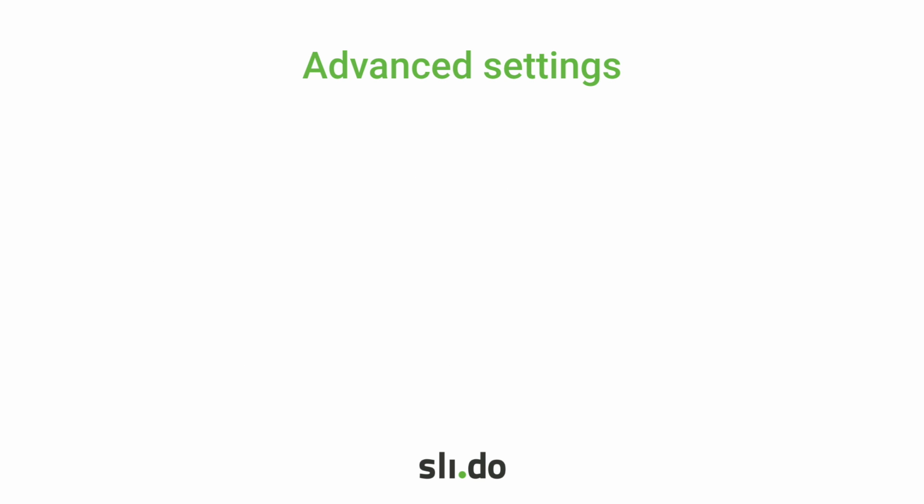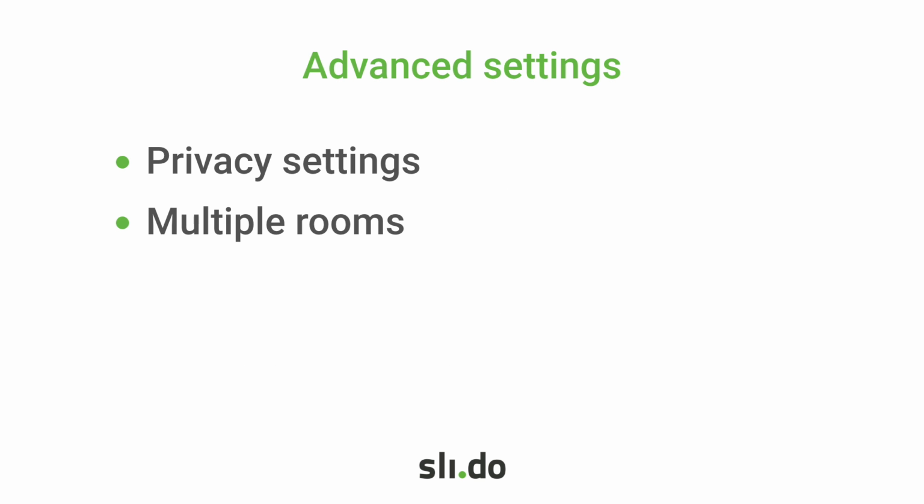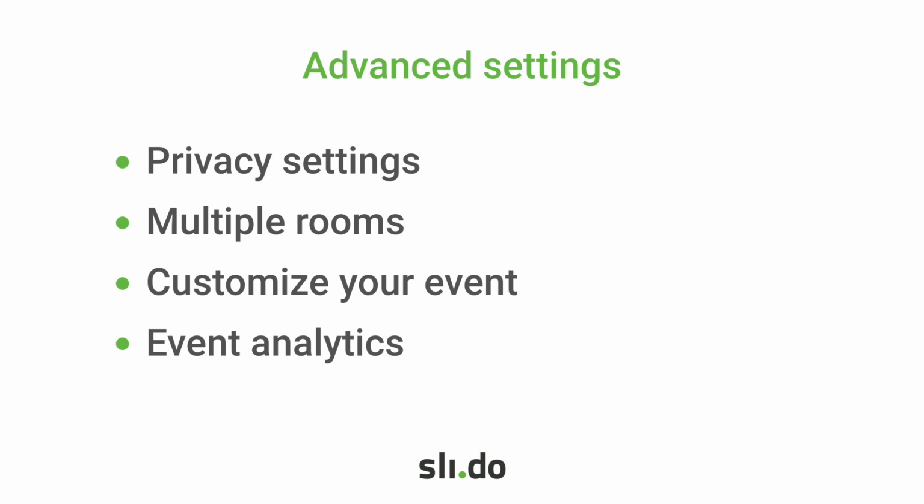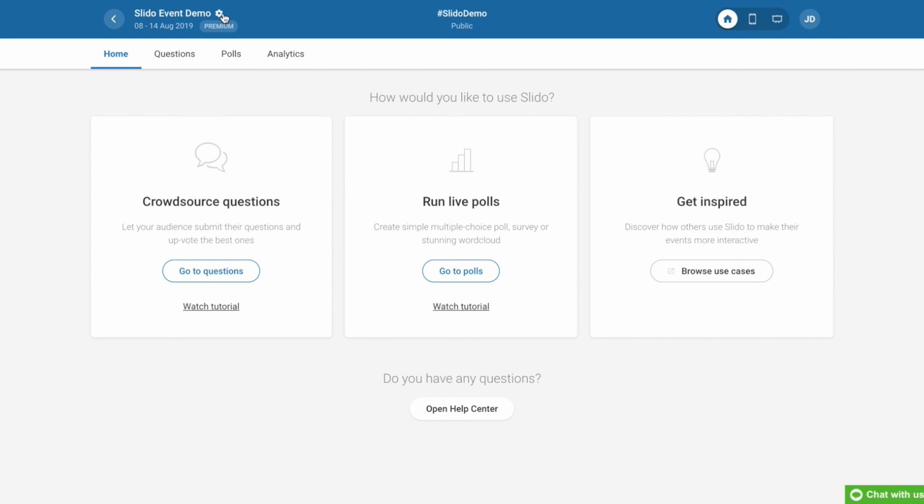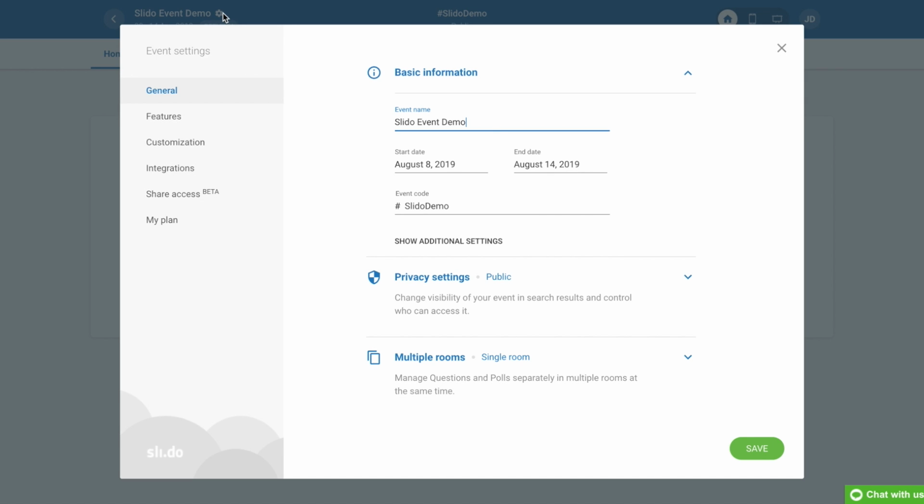In the very last part of this video, we'll look at the advanced settings and how to use them to customize the Slido event for your needs. Let's start with privacy settings. You can set 3 different levels of privacy for your Slido event.